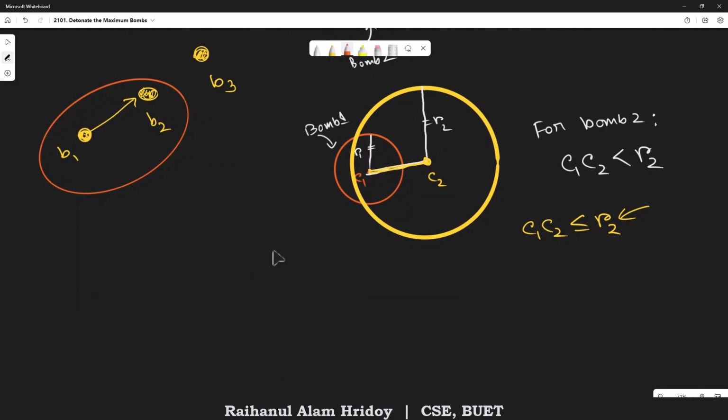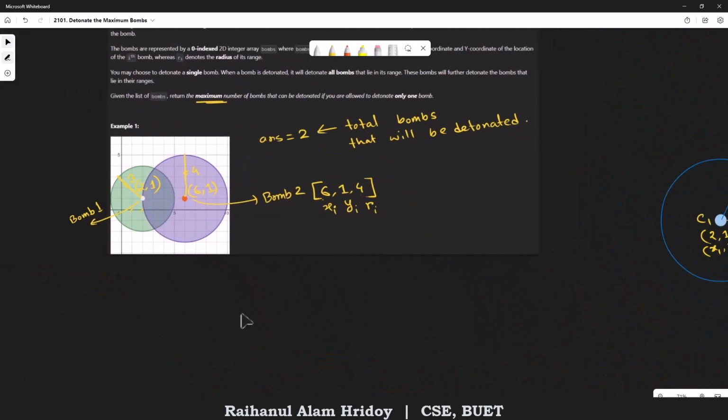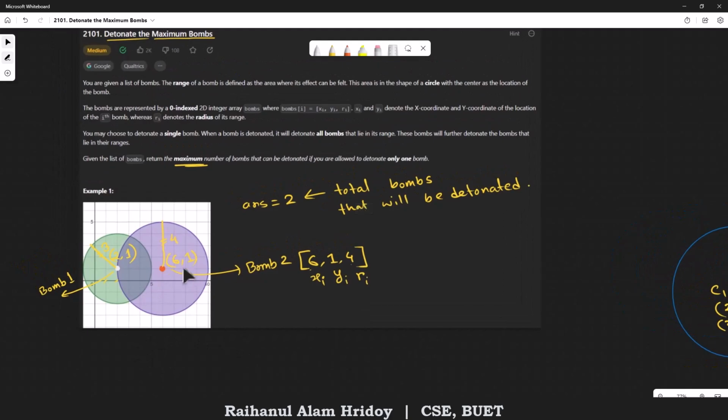So how are we making this a graph problem? If a bomb detonates, here we can see that B2 detonates B1. Let's go to the example that we have seen here. For this case our image will look like that. We have this bomb 1, we have this bomb 2, and we have this bomb 1. So detonating bomb 2 will detonate bomb 1. So we will have an edge from bomb 2 to bomb 1.